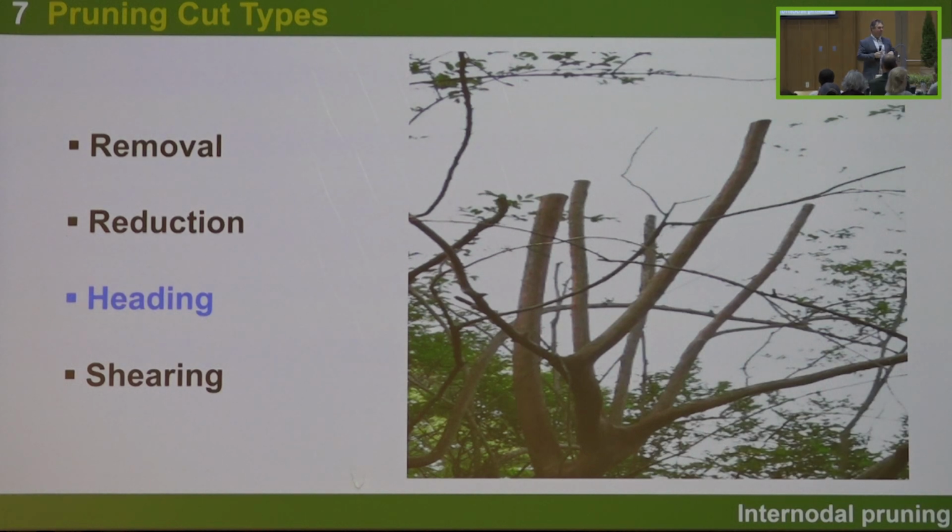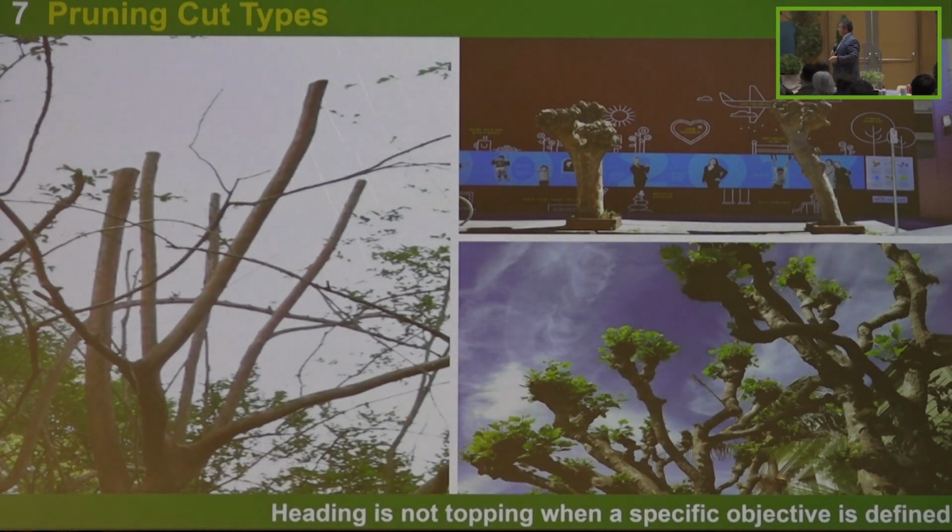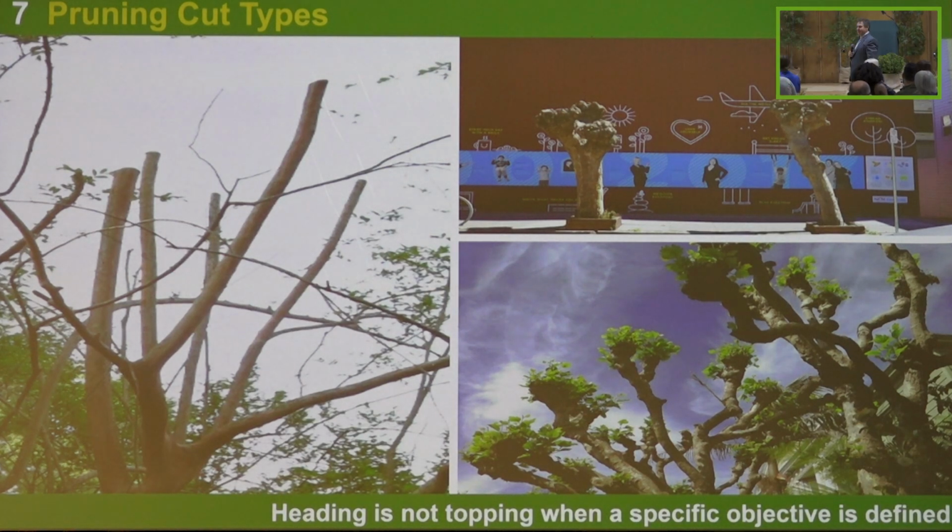Heading cut. Is this bad arboriculture or done for a reason? First of all, what are the sizes of these branches here? Maybe my fist, maybe 1.5 fists, okay? And this is not topping. In this case, this is actually done for a reason. If you're doing pollarding, you actually have to start with a heading cut. And then when twigs grow back, you cut them back to that spot where they come off.